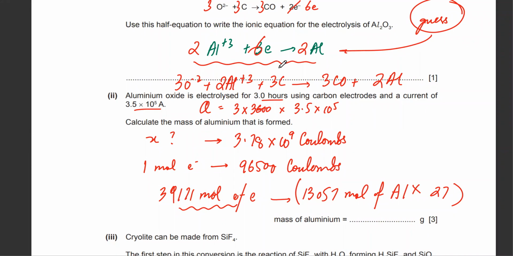So electrons and aluminium have a ratio of 3:1, right? So if you have the moles of electrons, the moles of aluminium would be 1/3. What we did was we divided it by 3. Okay, so is this clear?